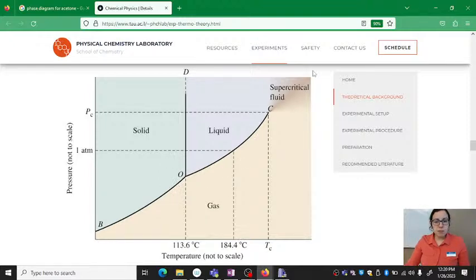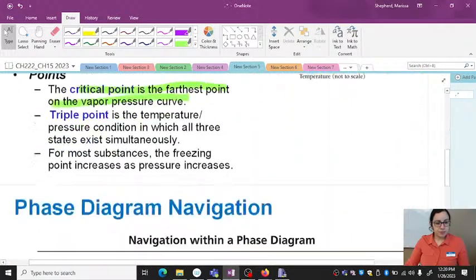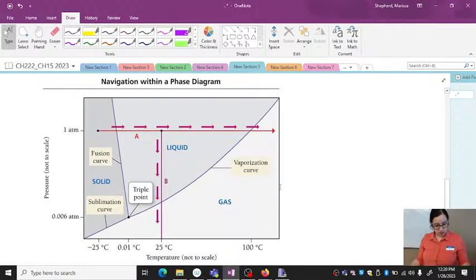So on an exam, you might be expected to label, if you got a blank diagram, solid, liquid, gas, and then triple point, critical point, that sort of thing. And this is just another graph to emphasize we have our fusion curve, our sublimation curve, and our vaporization curve. Again, going solid to liquid to gas, or solid to gas with sublimation.